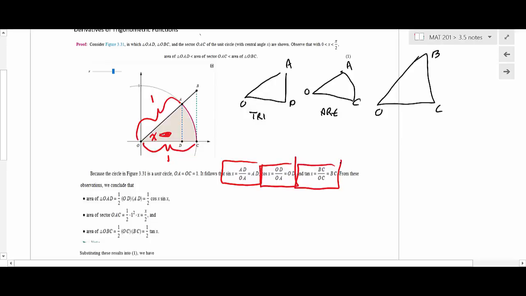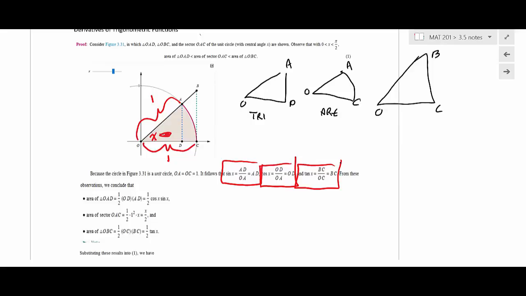Okay, so if you're looking at the sine of x, x is your angle right there. The sine we know is what? Opposite over hypotenuse, right? So that is AD over OA. That's what that is. Now what is OA?